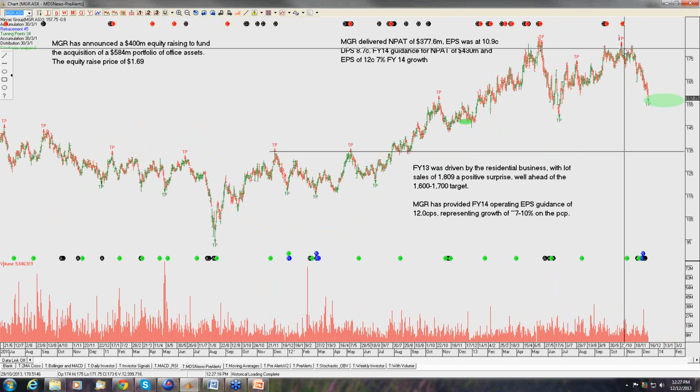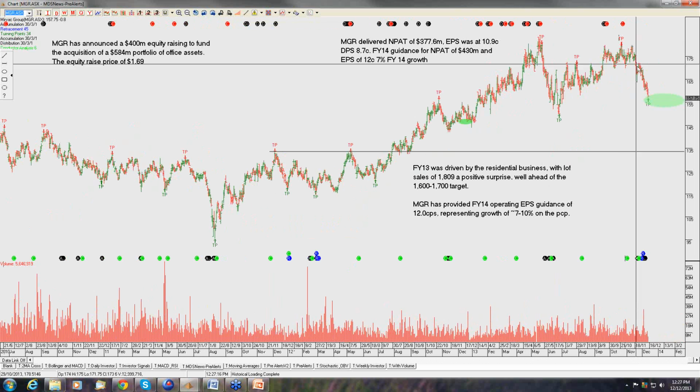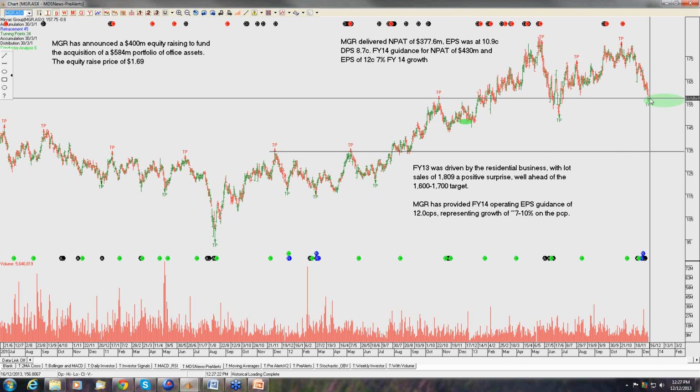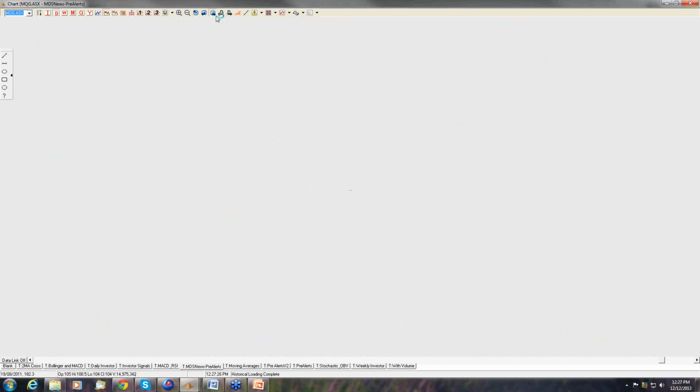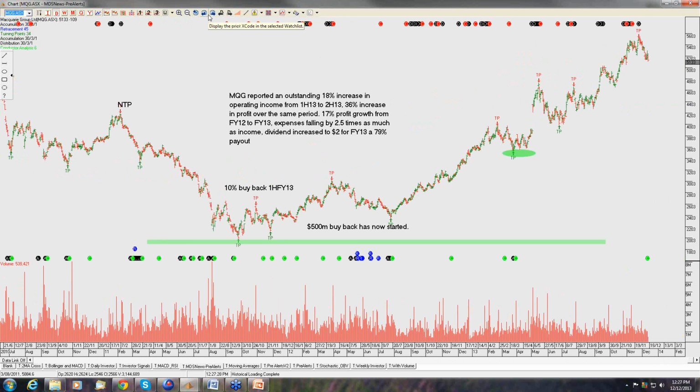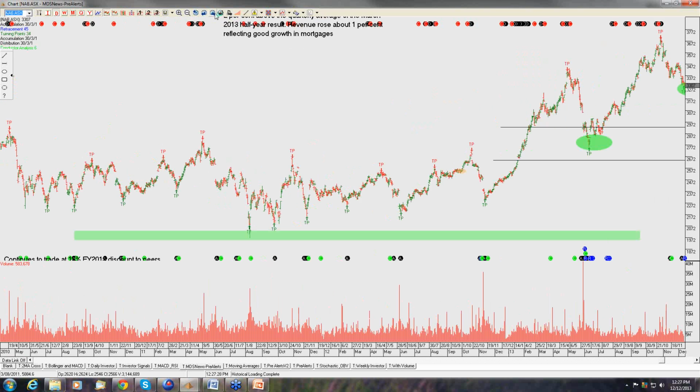MGR, we'd sold this up on the highs here at around 1.78. Again, as the yield starts to improve, back down here at around $1.50 starts to look interesting again. Not doing anything there in Macquarie at the moment.